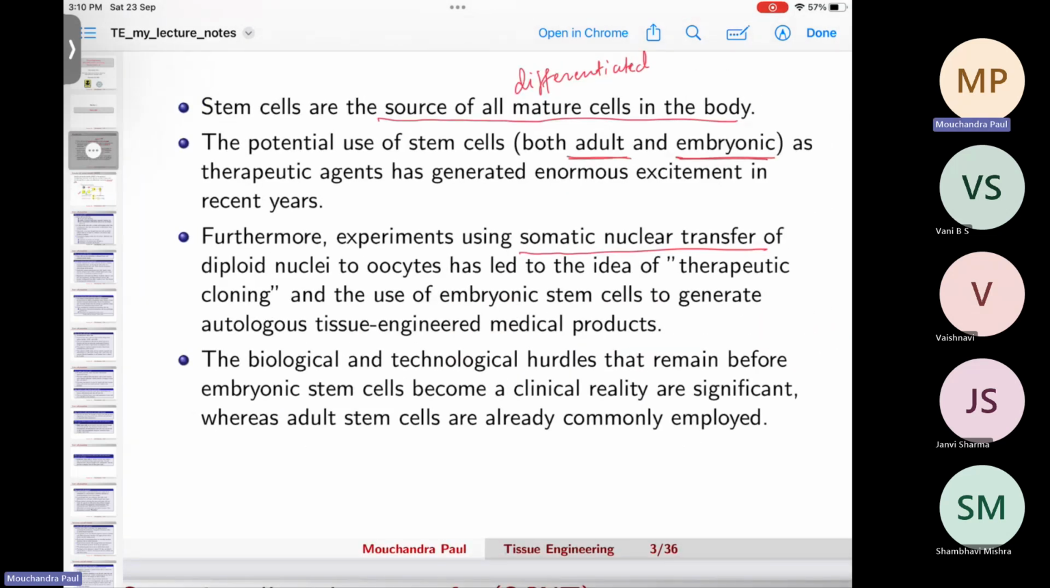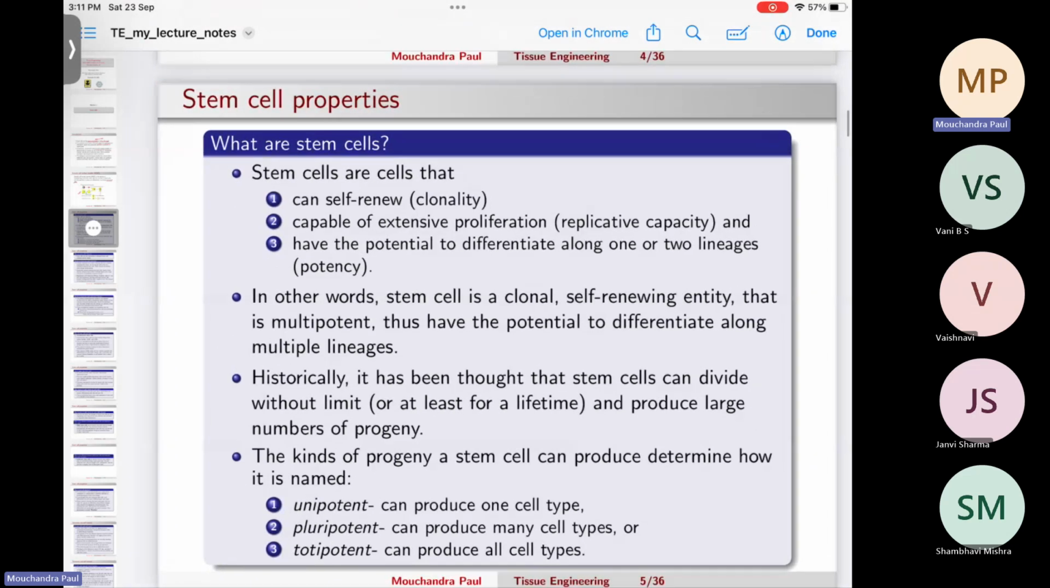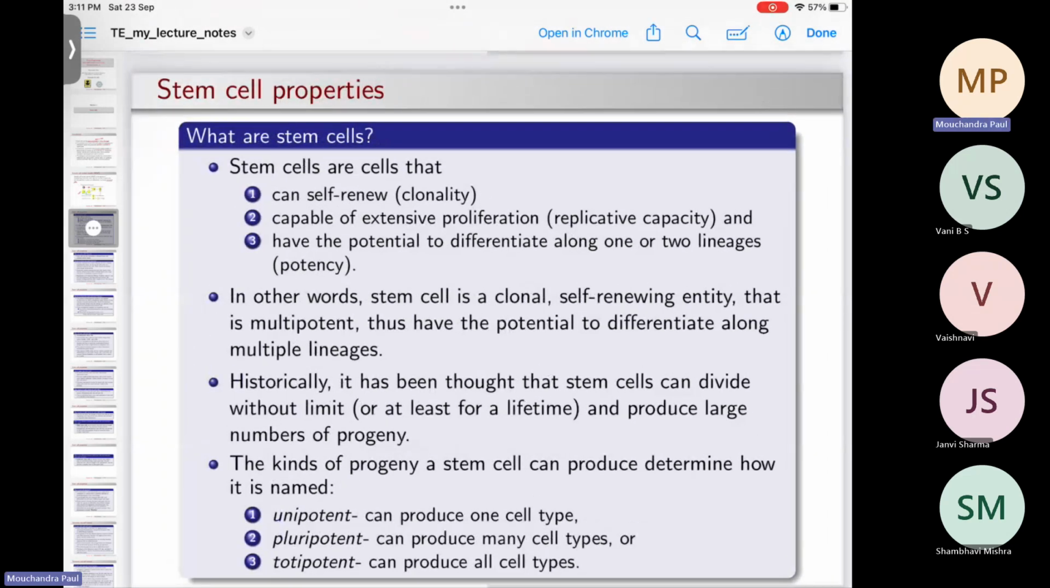Which is why the use of stem cells in the field of tissue engineering is becoming more and more exciting for people. Now first understand what stem cells are. You may be handling multiple types of cells, and you need to ensure the unique properties of each of these cell lines. So you have to know what is the unique property that makes a cell a stem cell.